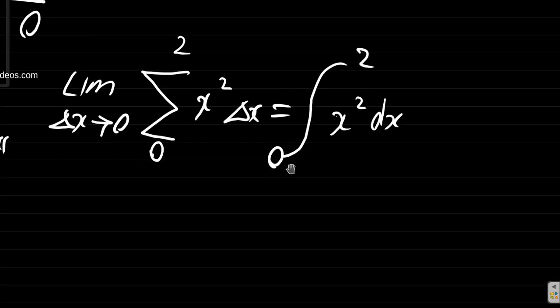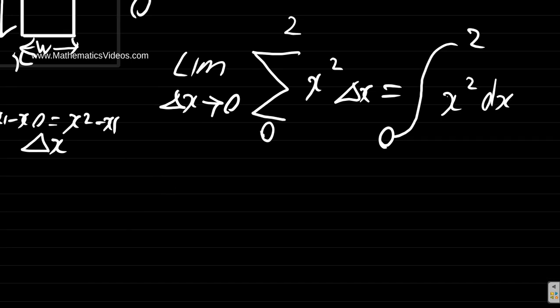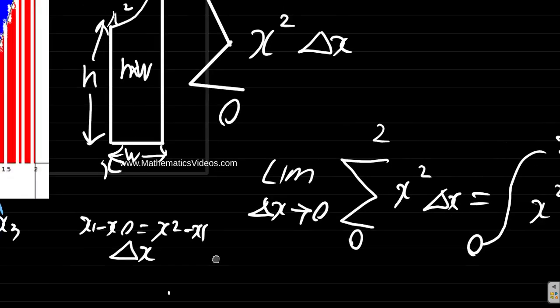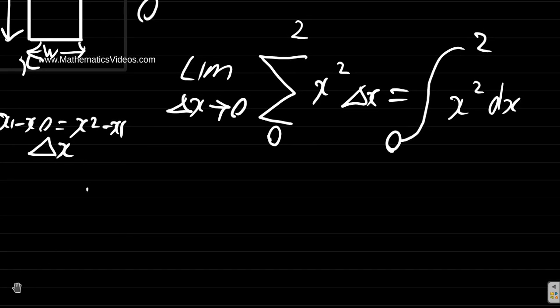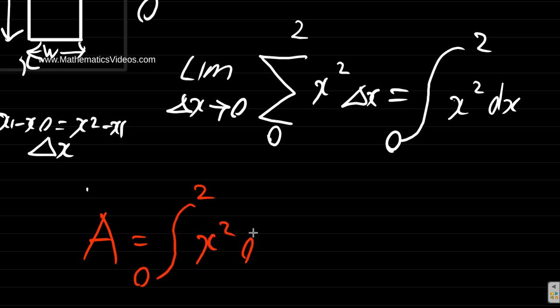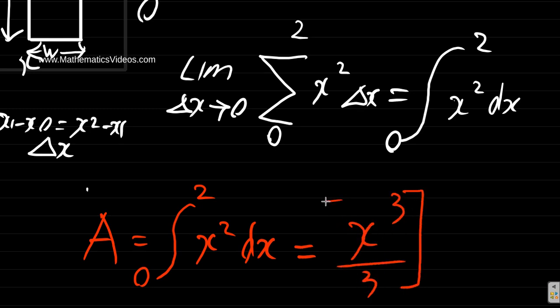Alright. So now we have a definite integral where we define the boundaries. The lower boundary is 0. The upper boundary is 2. So let us perform the integration. Since we're using the red area, let's perform it in red. The red area is equal to the integral from 0 to 2 of x squared dx. So we're integrating with respect to x. That is equal to x to the 3 divided by 3 from 0 to 2.